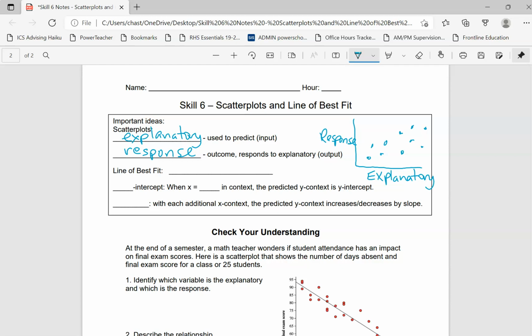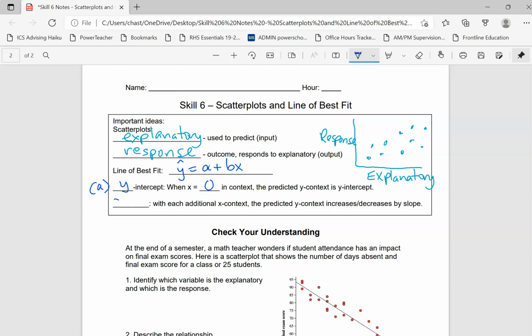Alright, for line of best fit, our equation for the line of best fit is going to be y hat equals a plus bx. When we look at this, the y-intercept is going to be our a value in this equation. It's when x is equal to 0 in the context of the situation. So when x is 0, it's going to be the predicted y context variable. So if I were to plug in 0 for x and work it out, that would give me the y-intercept.